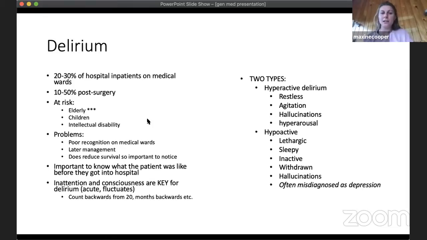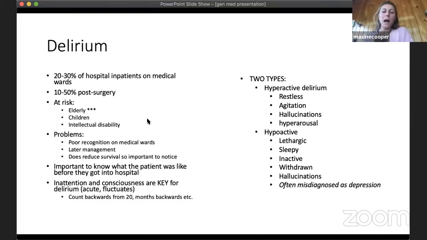But the key features of delirium are inattention and altered consciousness. So I always got told by my consultant last year that if you're ever in doubt, inattention is a great, easy thing to test bedside. So can you get them to count back from 20, or count back the months of the year from November, or something like that, where it actually requires them to focus and pay attention. And if they're unable to do that, that suggests they're unable to place their attention on the task.